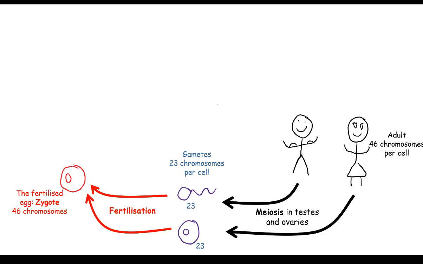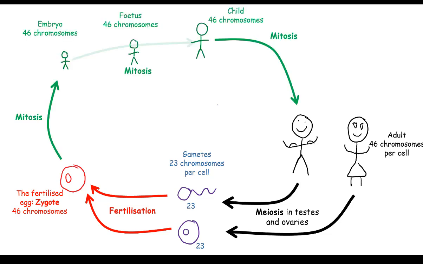That zygote will then divide by mitosis to form an embryo, and then as the embryo gets bigger and forms a fetus and then a child, mitosis has to take place to allow them to grow more cells, because that's basically the difference between a fetus and a child and an adult. As you move along, you get more cells, and the only way you can do that is through mitosis.